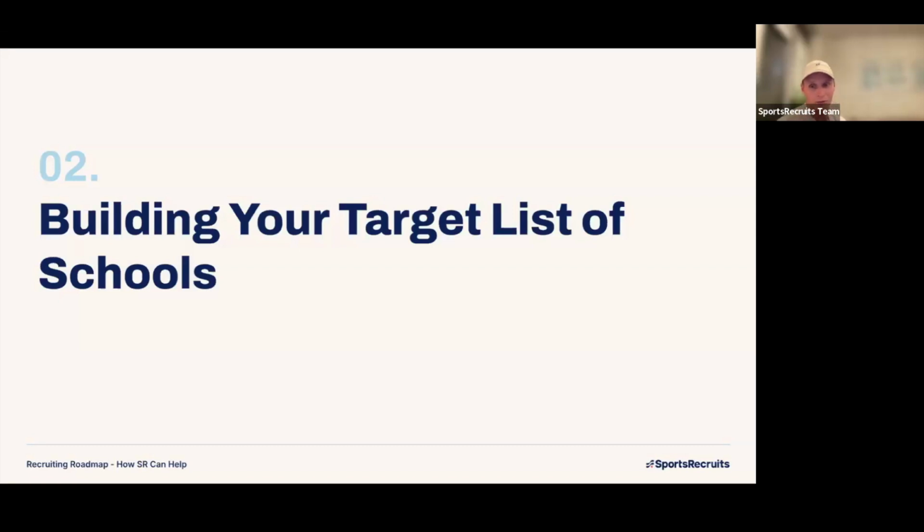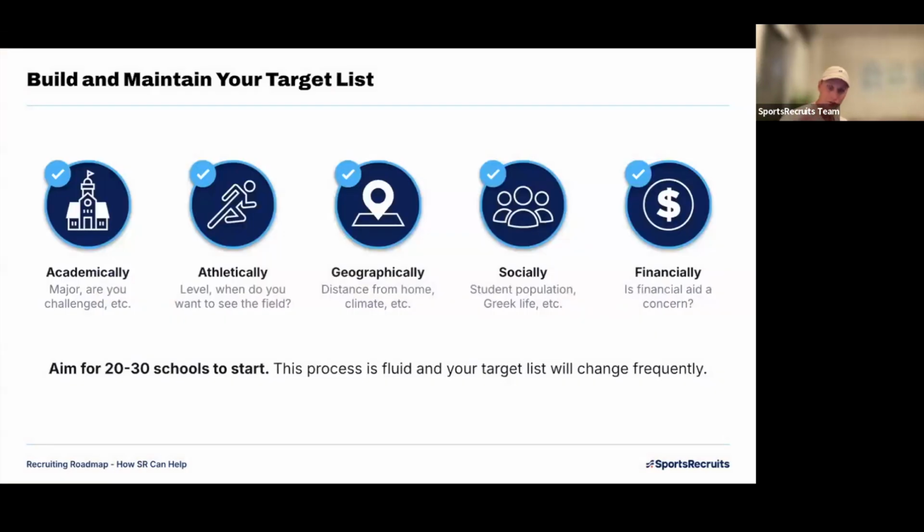Number 2 is building your target list of schools. So when you're building your target list of schools, we always recommend starting between 20 and 30 schools. This will give you a wide net of schools that you might have interest in, and that can always change. And then when you get to the point throughout your recruiting process, you have your top 30, top 20, top 10, top 5, and hopefully you get to that one school that you commit to that is a great fit for you as a student, athlete, and a person.